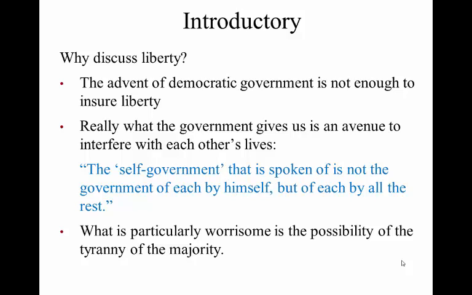What is particularly worrisome for Mill is the possibility of the tyranny of the majority. The tyranny of the majority is an important idea. It is simply the idea that the majority of a population can itself become a tyrant over a minority, either an ethnic minority or a religious minority, or simply a minority in opinion. This is as much a problem as regular dictatorship.